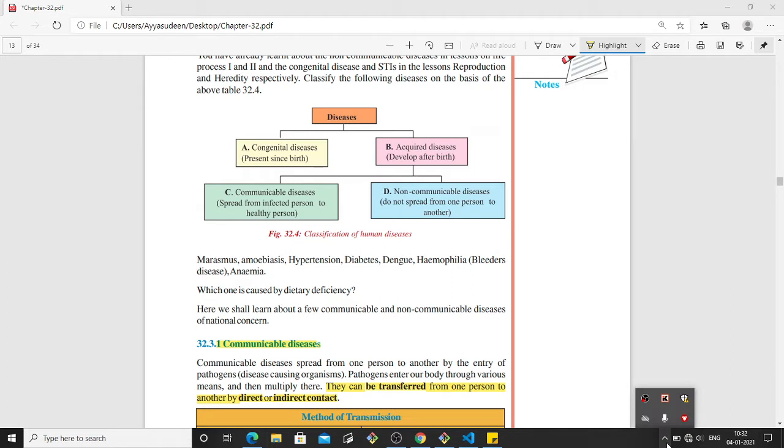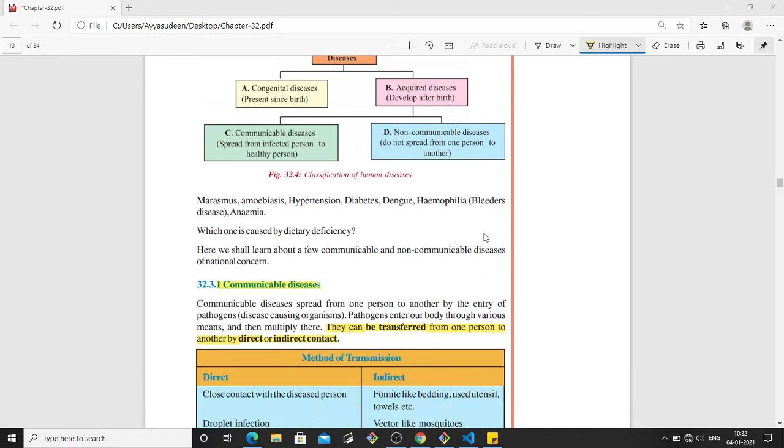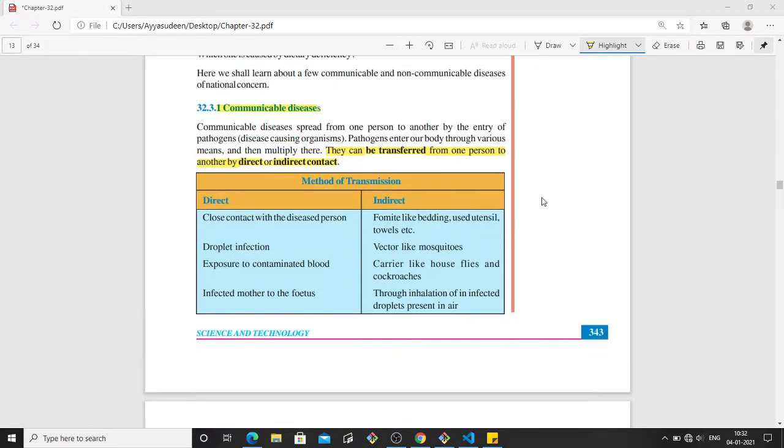Communicable diseases are those that can be spread from an infected person to another person. And non-communicable diseases are those that cannot spread from one person to another person. Okay. And communicable diseases, as I told, can be transferred from one person to another either by direct or indirect contact. So here they have given how the method of transmission happens through the direct method and how it happens through the indirect method.